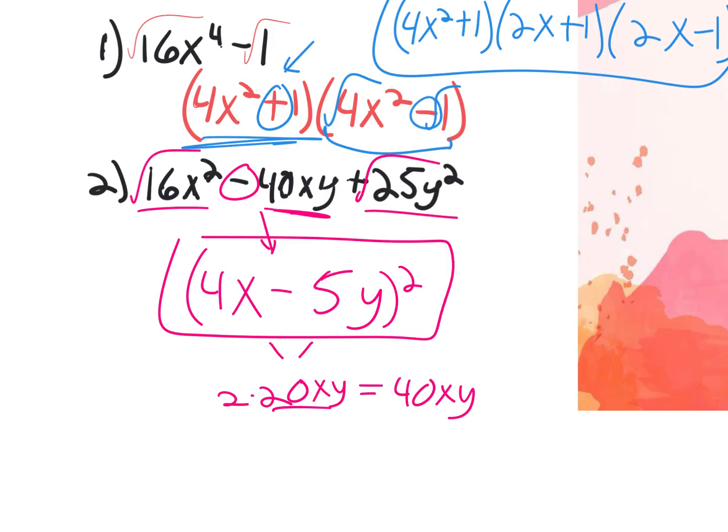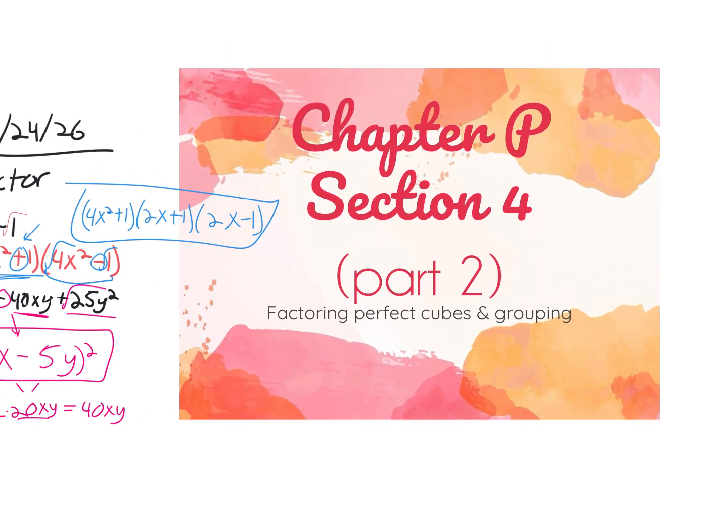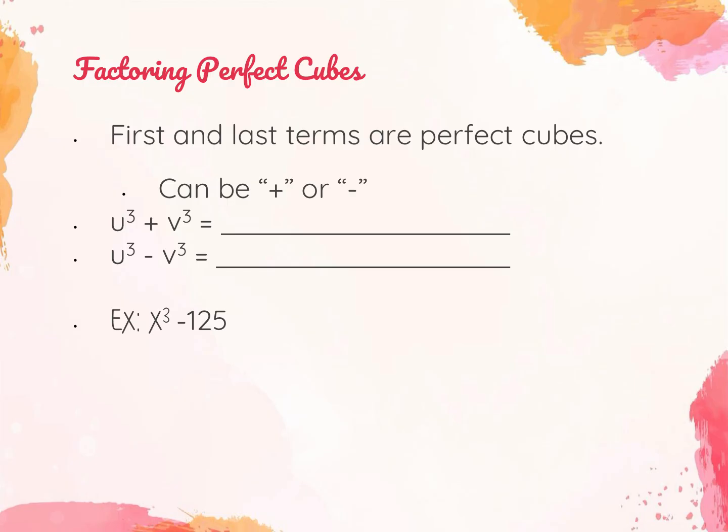Okay, guys, so we're going to get started. We should be on Chapter P, Section 4, factoring cubes and grouping. Should look something like this. All right, so if you guys haven't opened it already, that's fine. Just get it open. I'm just going to talk for this one.